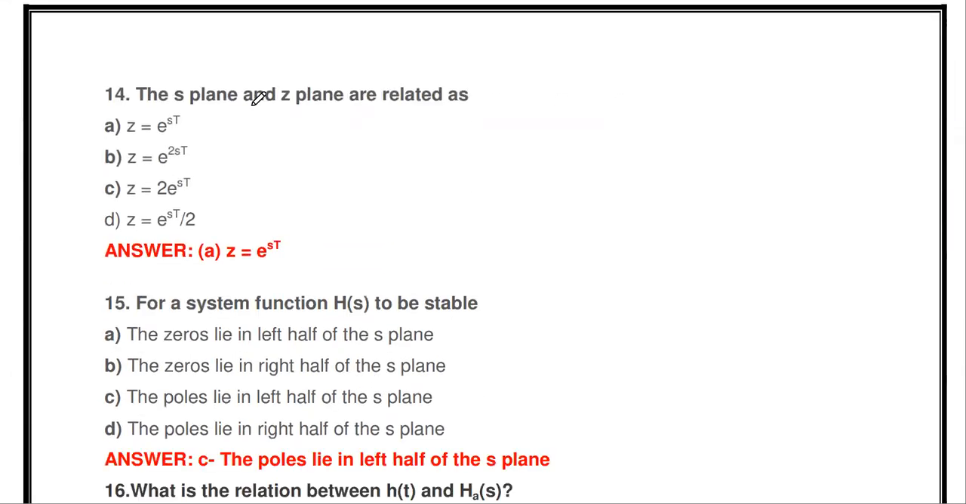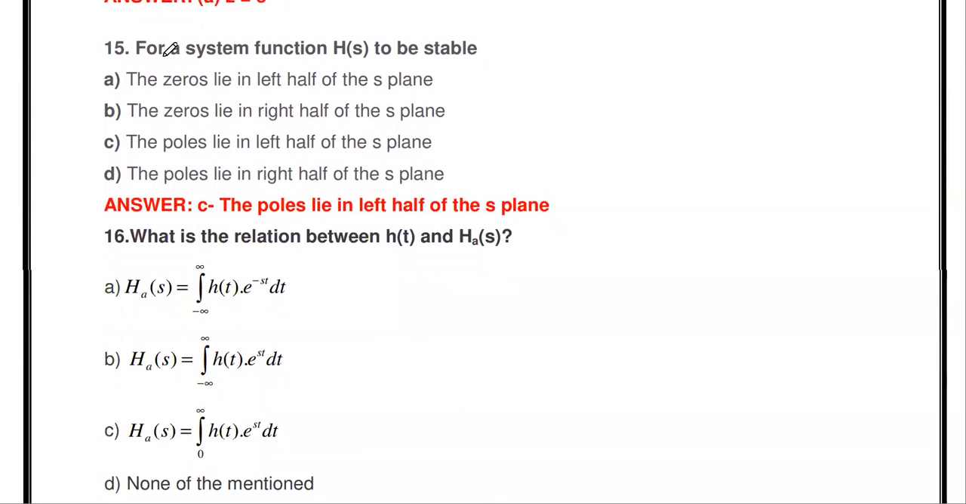Then the next one: the S plane and the Z plane are related as. The S plane is nothing but the analog domain representation of the filter. The Z plane is nothing but the digital representation of the filter. So the S plane means Laplace transform, and the Z plane means Z transform. The S plane and Z plane are related as Z equals e power st, where T is the sampling time. So the Laplace variable s in the analog domain and Z in the Z plane are related by Z equals e power st.